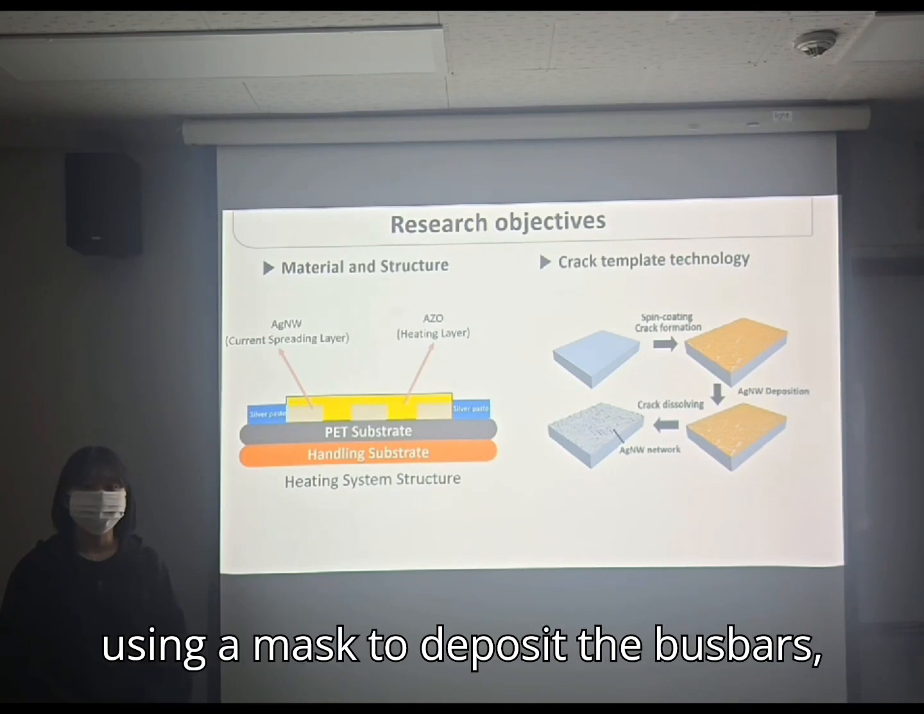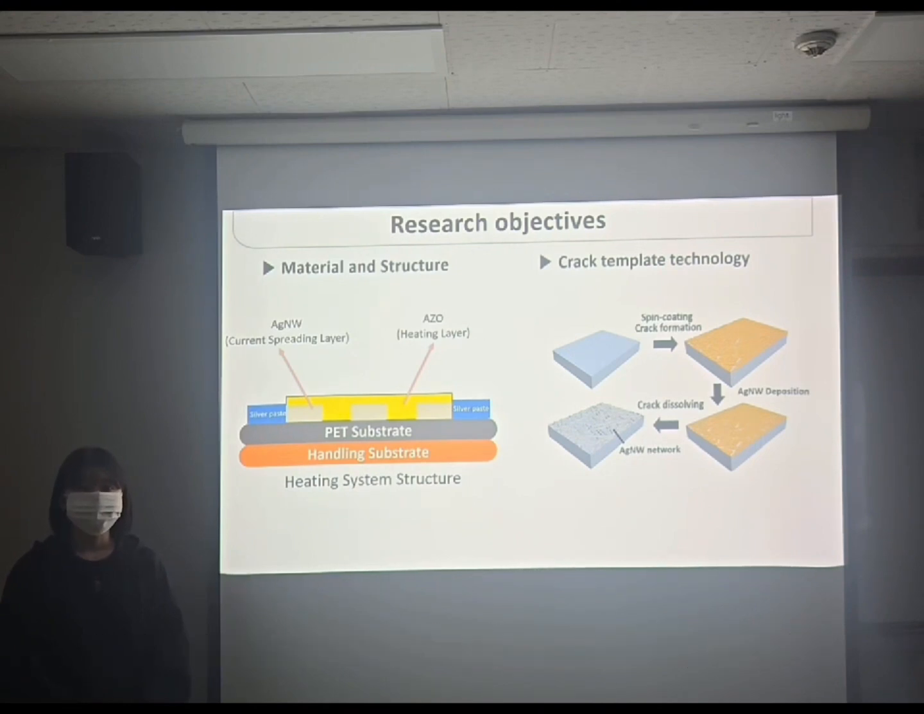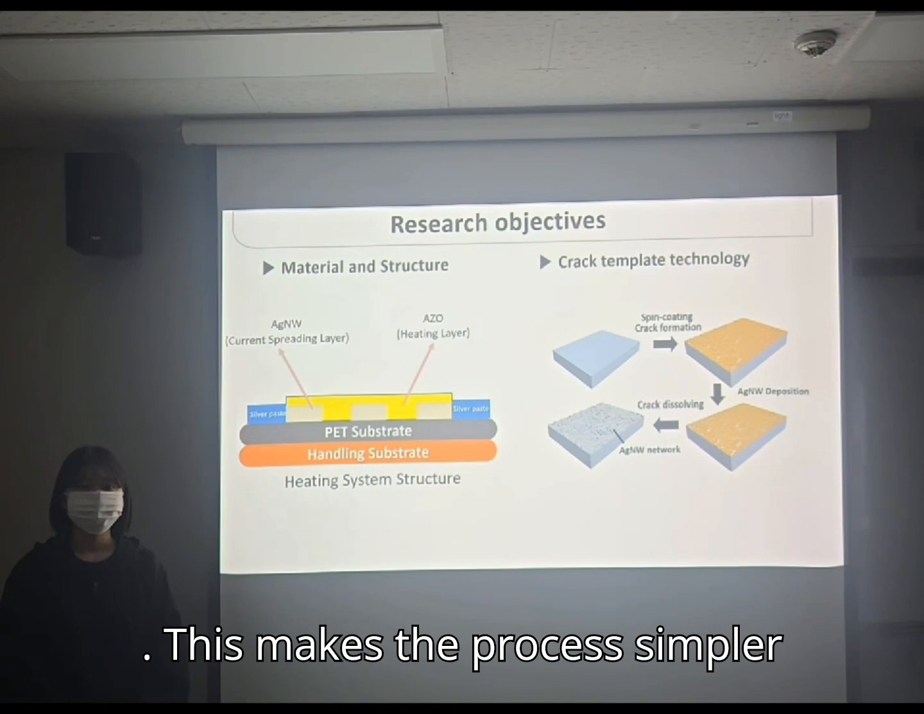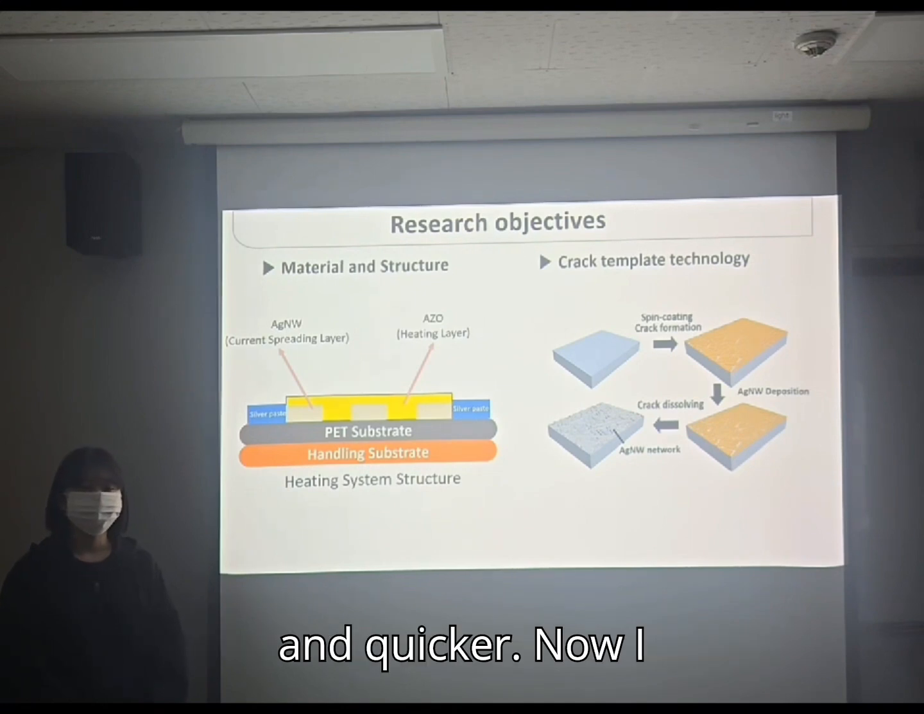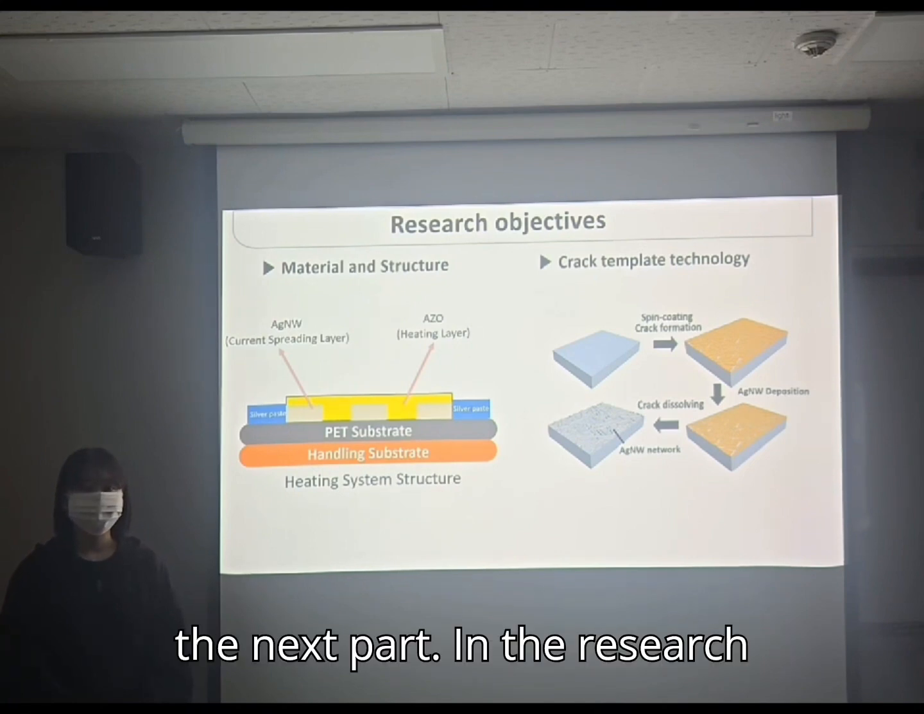Instead of using a mask to deposit the phosphor, we decided to use silver paste, which is a conductive material, to create the phosphor. This makes the process simpler and quicker. Now I will pass the stage to Eunjin for the next part.